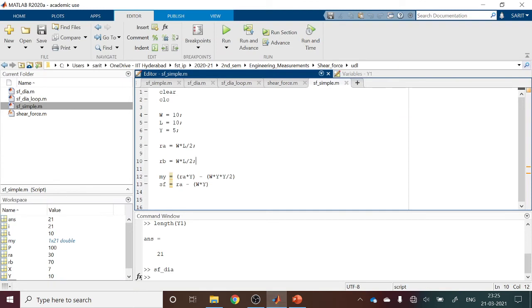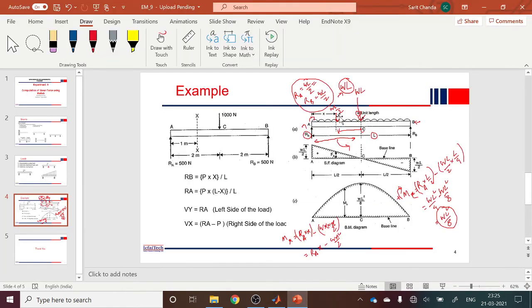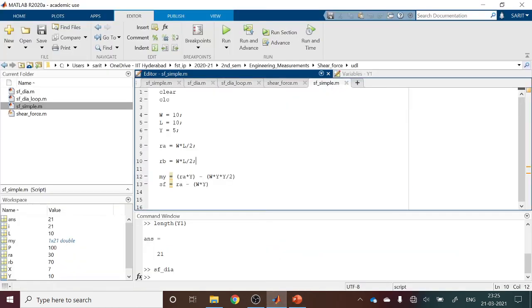So this is the moment, and the shear force is simply the reaction force minus the UDL, right? What will the shear force be at a distance x? It will be the total forces at the left of the section. We have two forces. RA is acting upward, and the UDL is acting downward, so RA minus the UDL, which is simply W into x. That's what is written here, RA minus W into x. Here it is y. So it is a very simple UDL code.